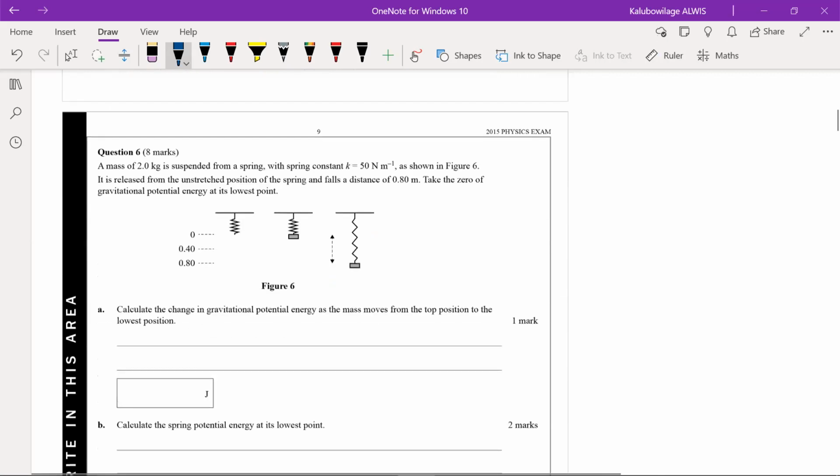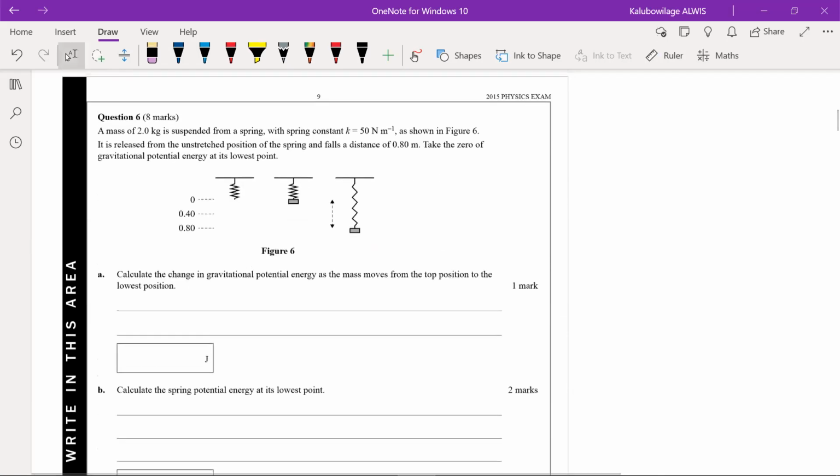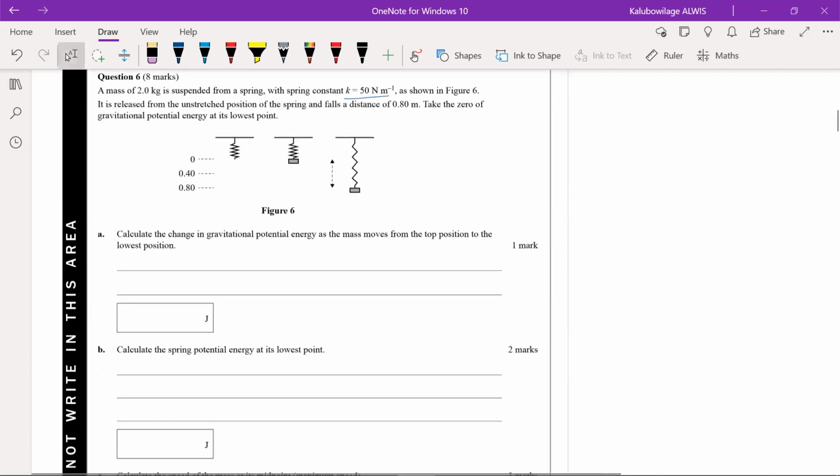A mass of 2 kilograms is suspended from a spring. The spring constant is 50, for a distance of 0.80 meters. So, calculate the change in gravitational potential energy. H initially is 0, and at 0.8 there's no gravitational potential energy. So 2 times 10 times 0.8, from here to here, is 16 joules.